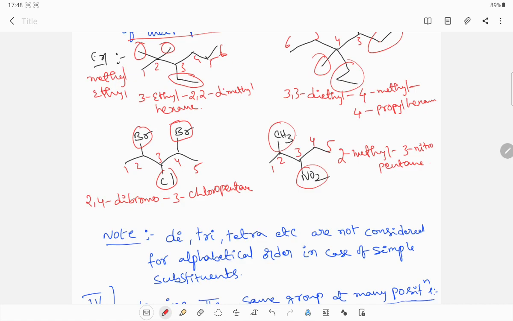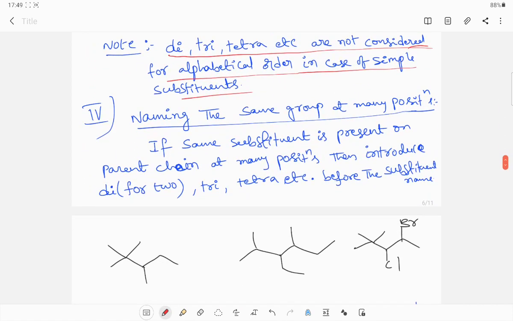Here what we need to consider: di, tri, tetra. If 2 substituents are there, di; 3 substituents, tri; 4 substituents, tetra. That di, tri, tetra, etc. are not considered for alphabetical order in case of simple substituents. Sir, in case of simple substituents, we need not consider di, tri, tetra. But in case of complex substituents, we will discuss in the next step.